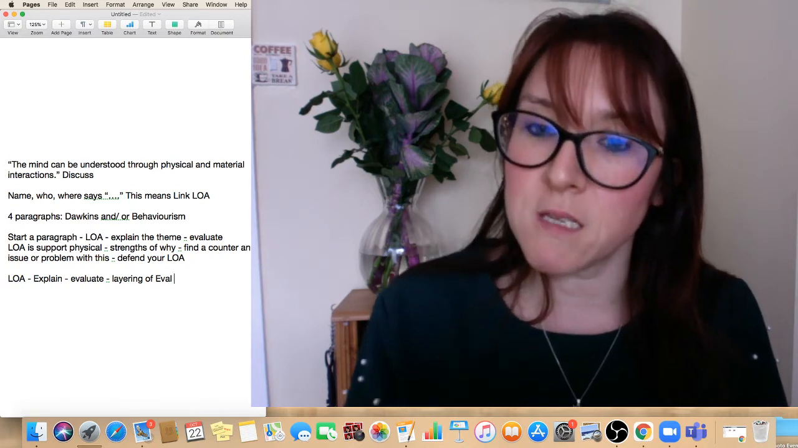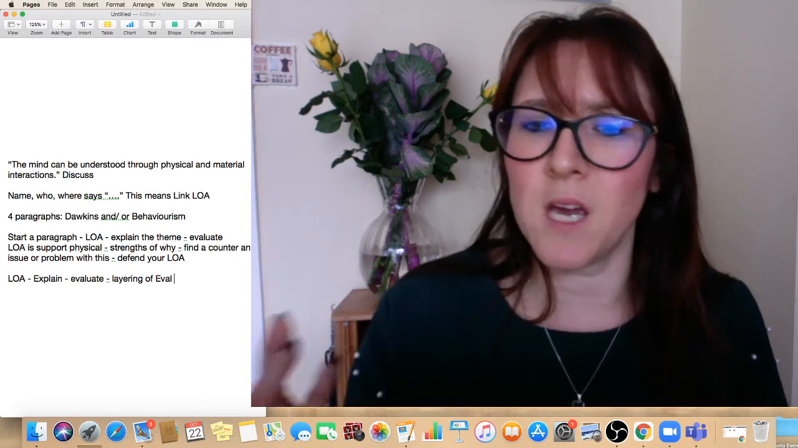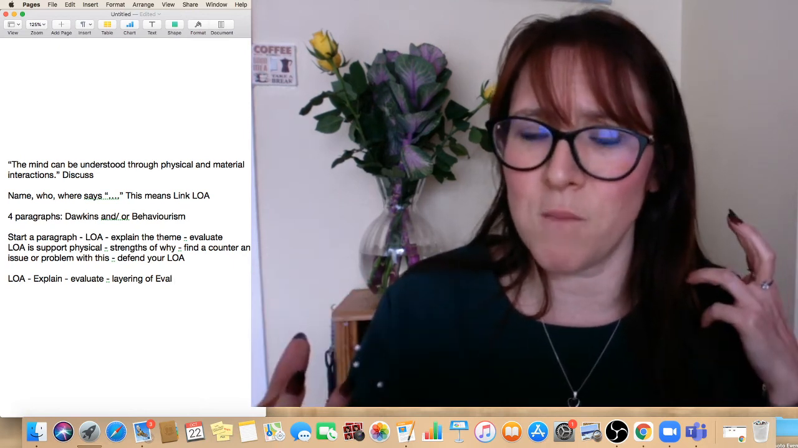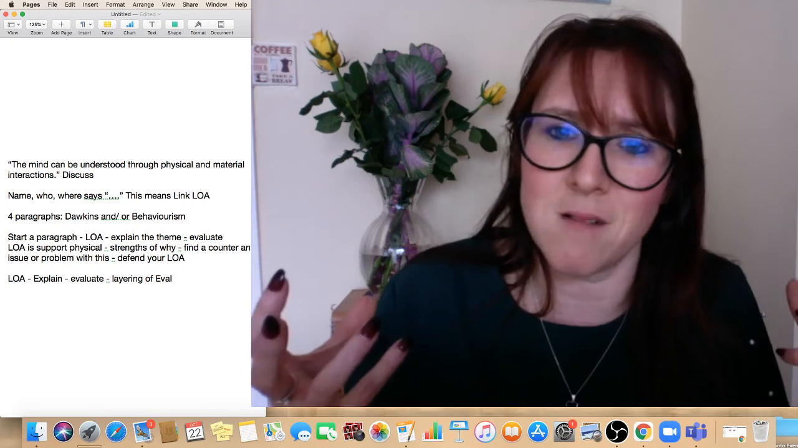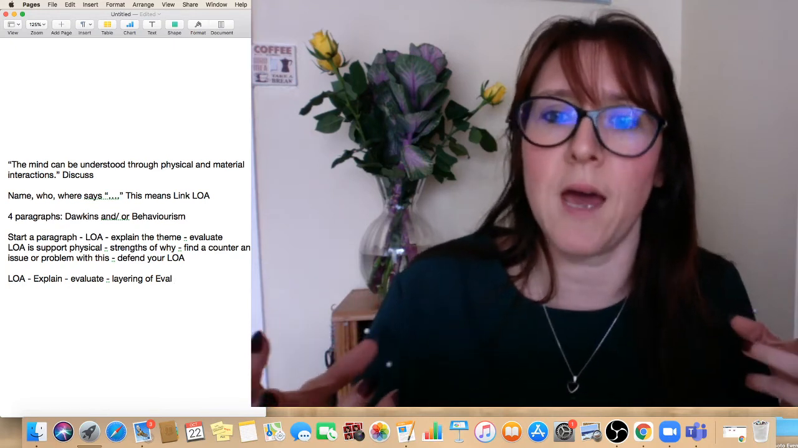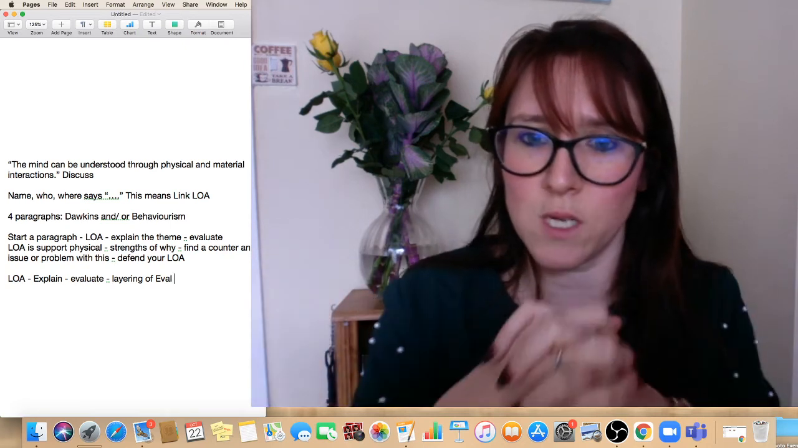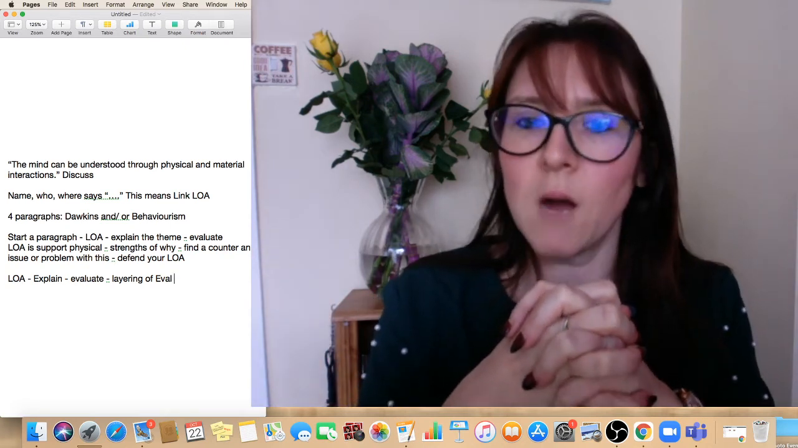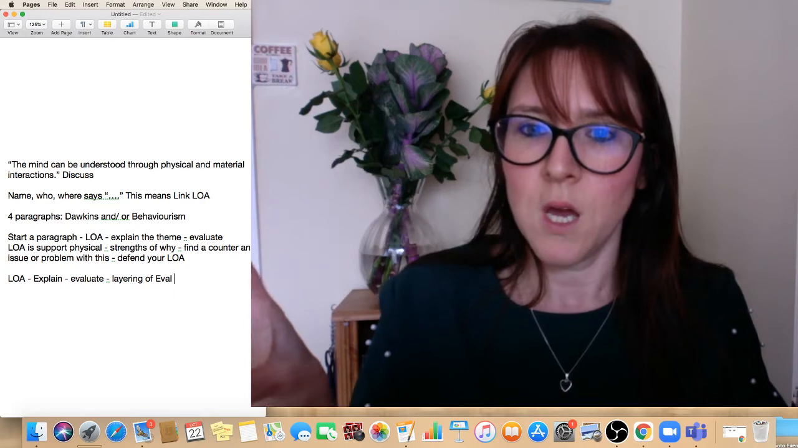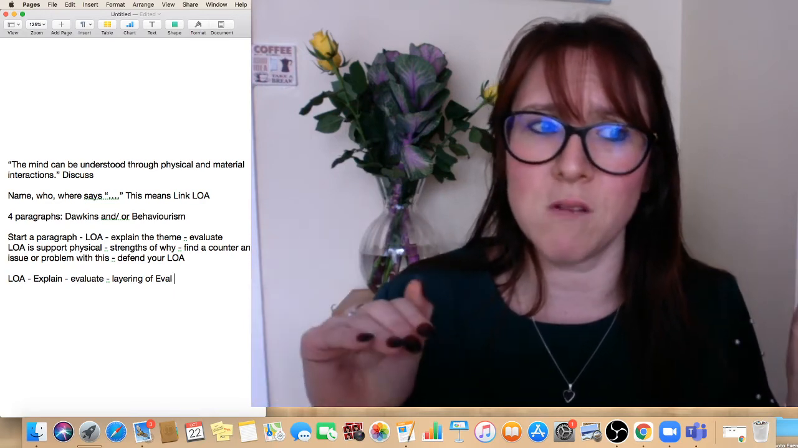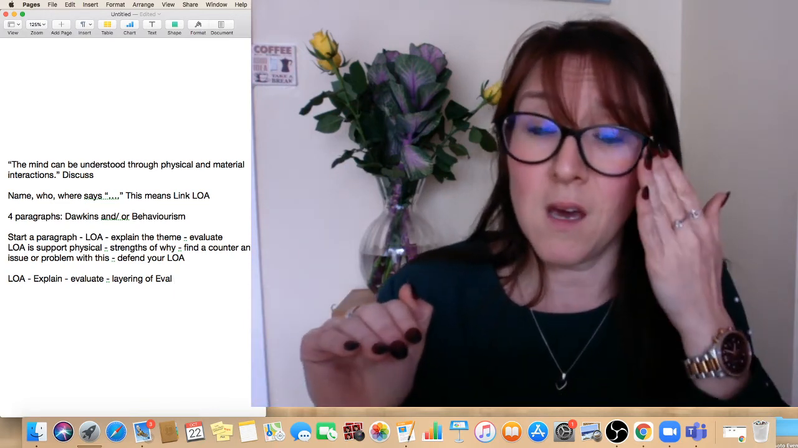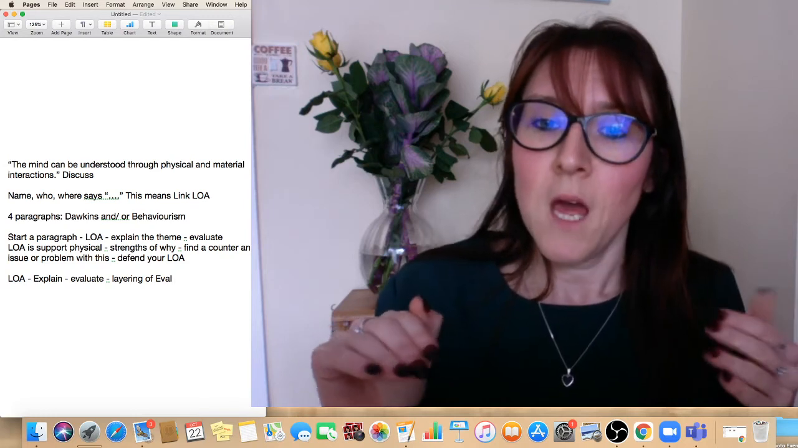So for example, behaviourism and Dawkins, even though they're both arguing the same thing, don't really necessarily agree. You can't just say because they are, I'd keep them completely separate. I would not put behaviourism and Dawkins in the same paragraph. I would keep them totally separate themes. Just because they both agree on materialism and physical doesn't mean they agree with each other necessarily.